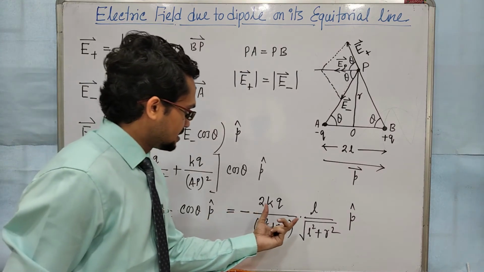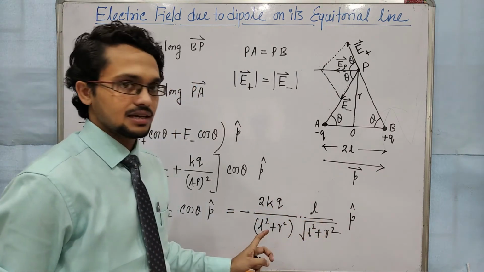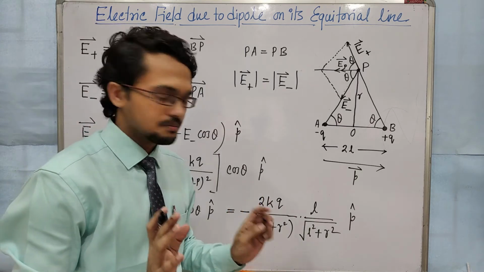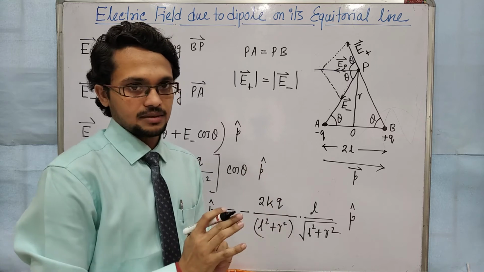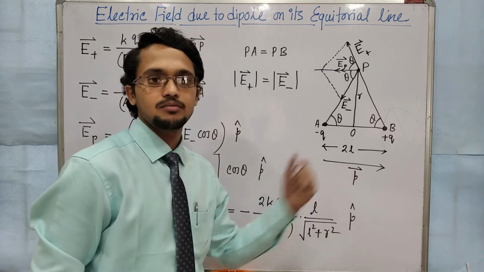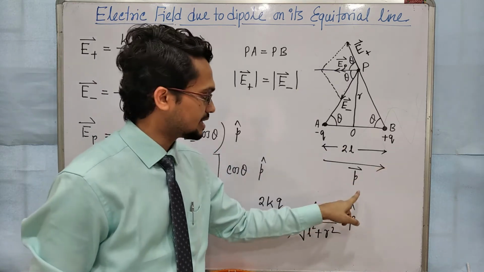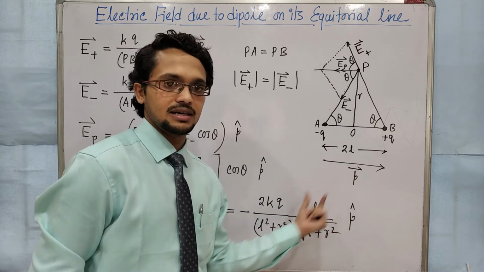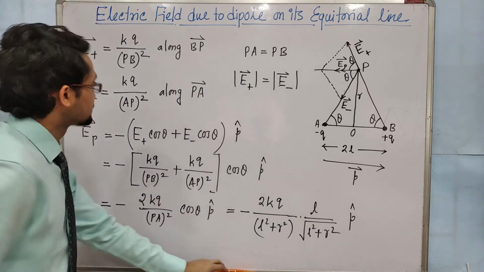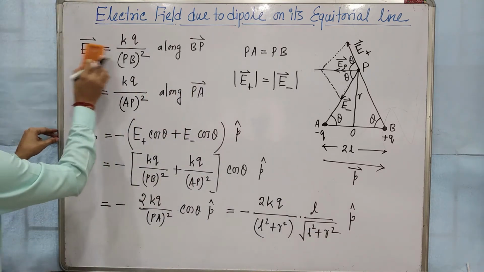Now we will write this expression by placing a known physical quantity, that is P, the dipole moment. Here the known physical quantity is the dipole moment. So we will place this physical quantity here. So I am writing it here.